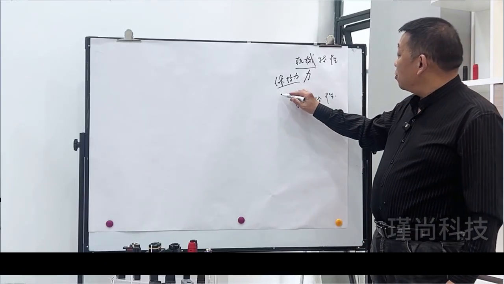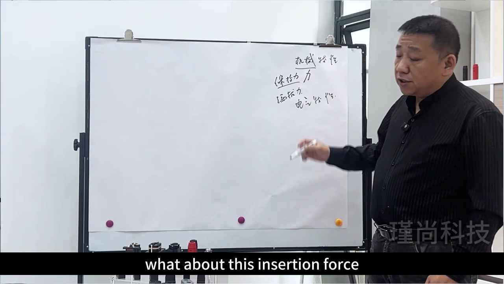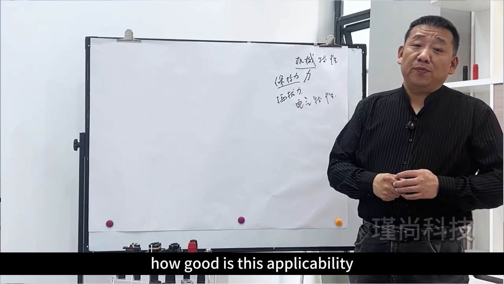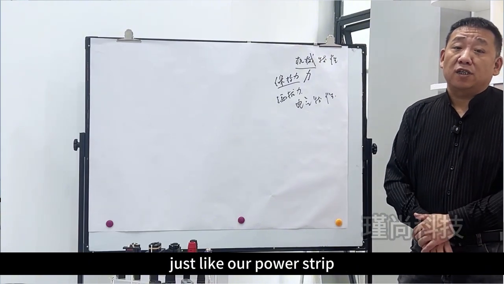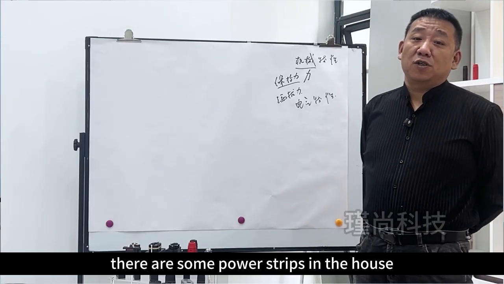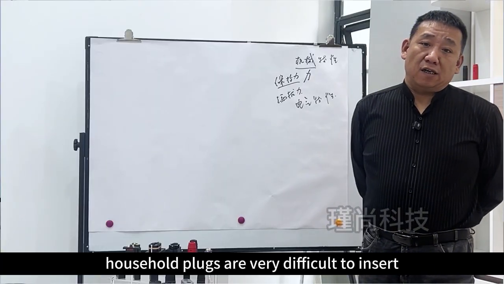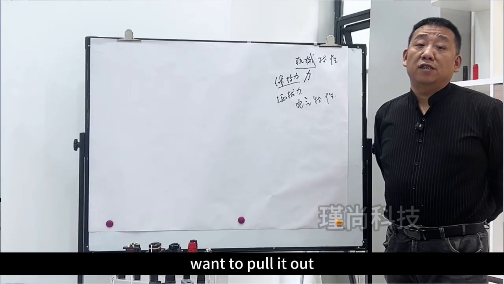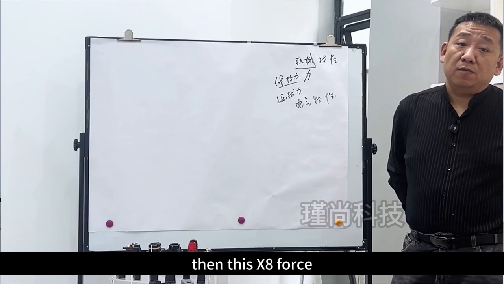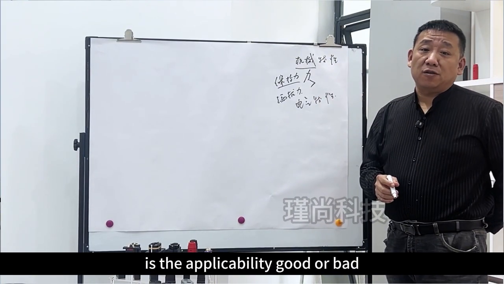There is another force in our connector, called the insertion force. This insertion force measures how good the applicability of our connector is during application. Just like a power strip in the house: the plug is very difficult to plug in, or after plugging it in, it takes a huge effort to pull it out. This force measures whether the connector's applicability is good or bad.